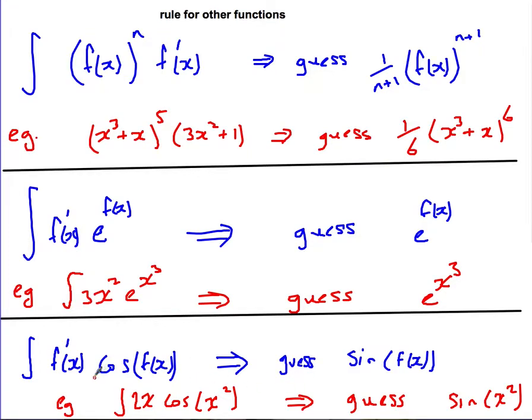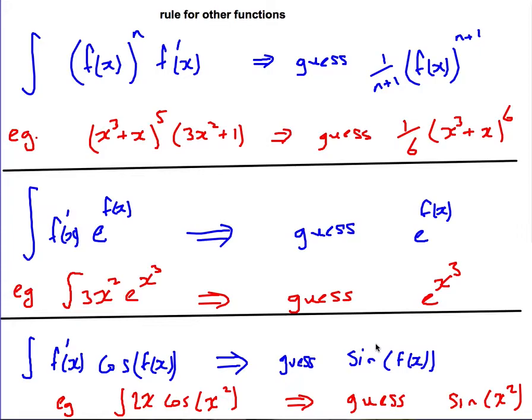And the last one is again very similar to the previous one. If you've got, say, cos or sine of a function times by the differential, you just do what you'd normally do with cos. So cos would go to sine, and then that's what I guess. I just guess sine of that function. So if I have 2x cos x squared, my guess is just going to be sine x squared. Okay, because cos integrates to sine, and again I just guess that that's going to be my answer.